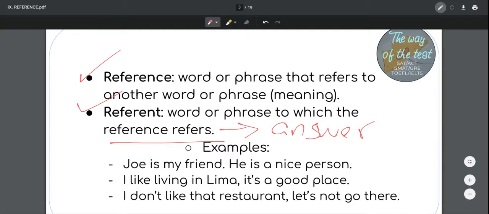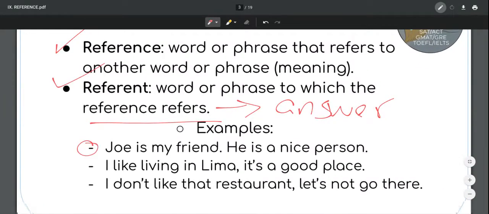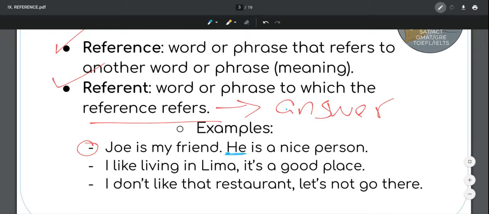What are examples of this? Let's look at these sentences. Let's look at the first sentence. Joe is my friend. He is a nice person. Here we have a word, in this case the pronoun he, that is referring to the word Joe. How do we know that he is referring to the word Joe? Because he is a personal male singular pronoun, and the only singular male noun that we find in the previous sentence is the word Joe.